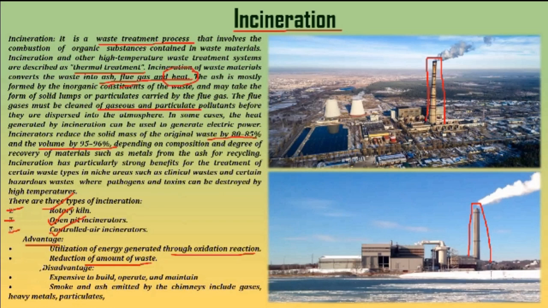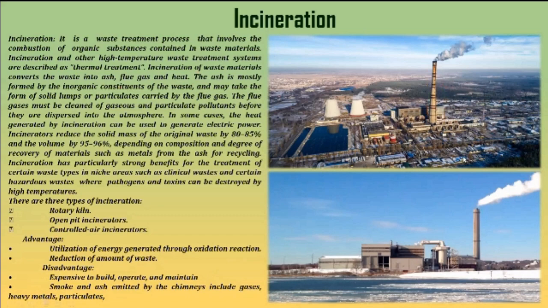But there are some disadvantages. The disadvantages are like this: it is expensive to build, operate, and maintain. Yes, a huge cost will be required for maintaining and building this. And smoke and ash are emitted by the chimneys, including gases, heavy metals, and particulates, right? Now, smoke and ash will definitely be released, but what we can do is have a smoke precipitator, so that before the smoke gets out of the chimneys, the carbon particles are precipitated, right? That thing we can do. Okay, so this is all about the process which is called incineration.